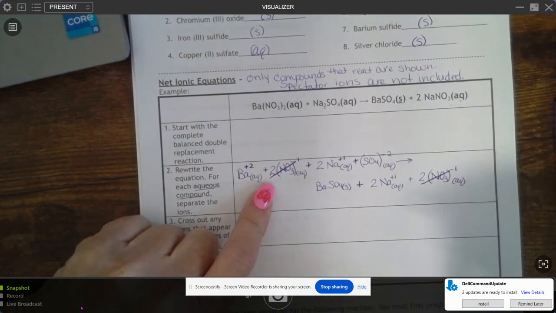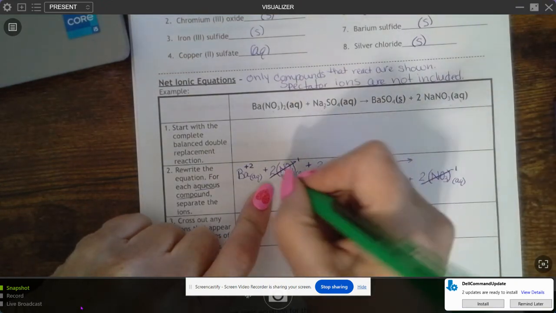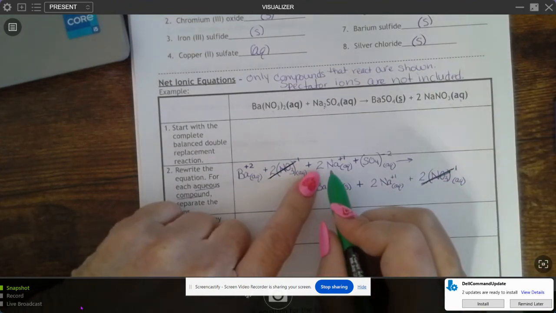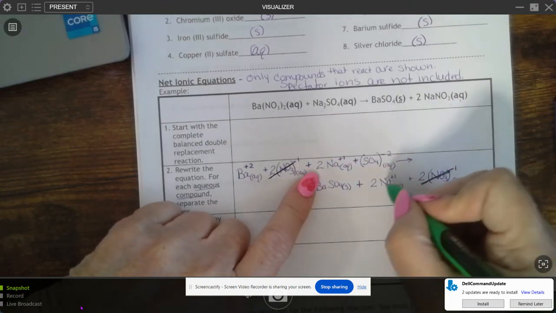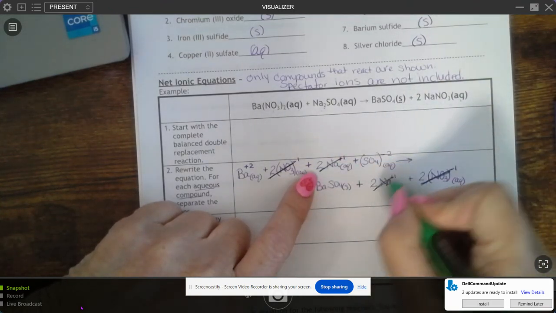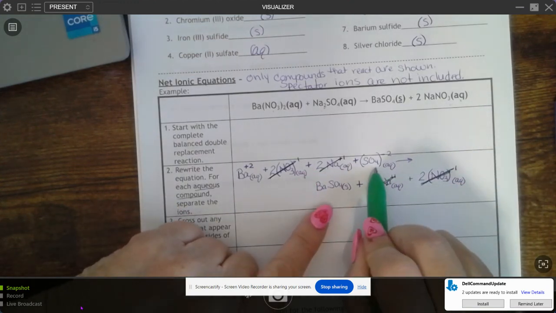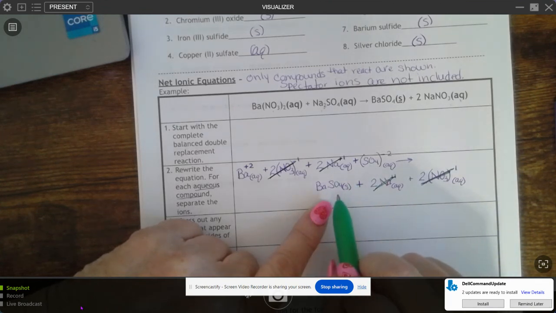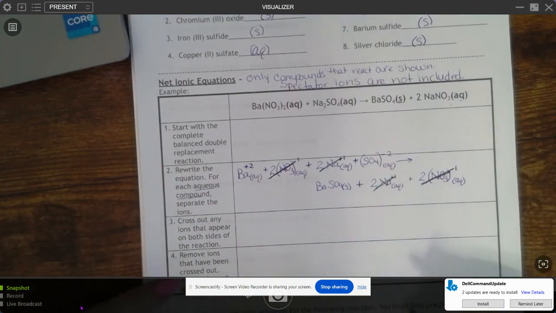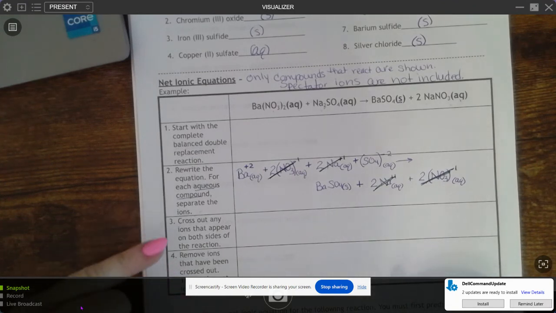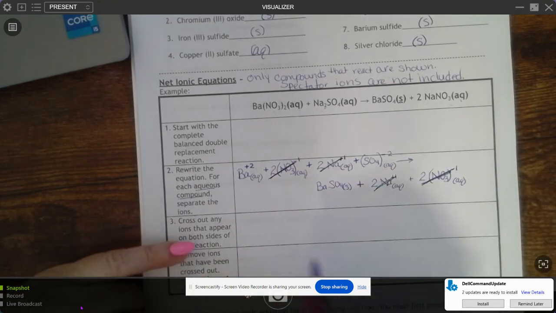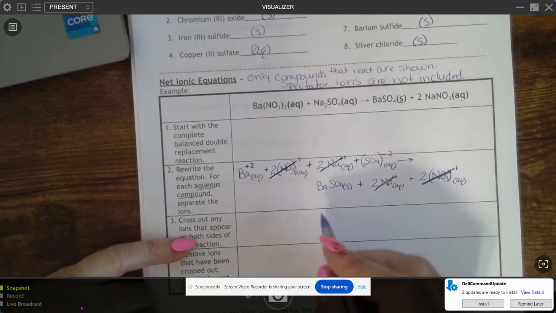Use a different color ink. 2 sodium and 2 sodium, so we're going to cross those off. And then sulfate, we don't have a sulfate ion on the other side, we just have the solid. So what we're going to do is rewrite the equation as it is without these extra ions.